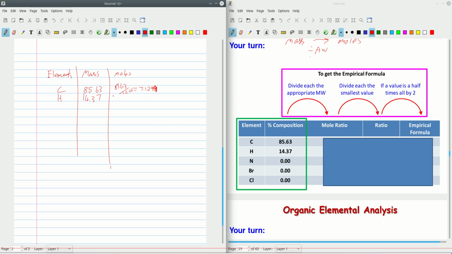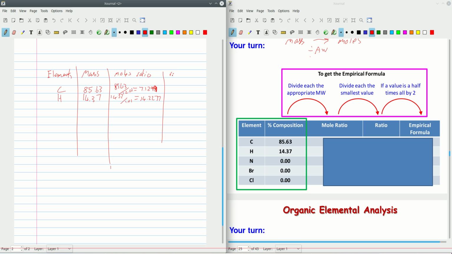Okay, then we do the same again. What we do to one in the column, we do to the other. So 14.37 divided by its appropriate one, which is 1.01, gives us 14.227. Try and keep it to 4 decimal places, and I'll show you why in a few examples' time. Okay, so that's our mole ratio.